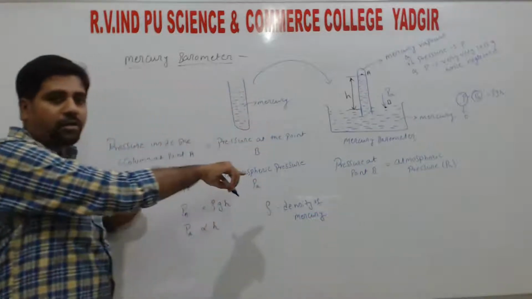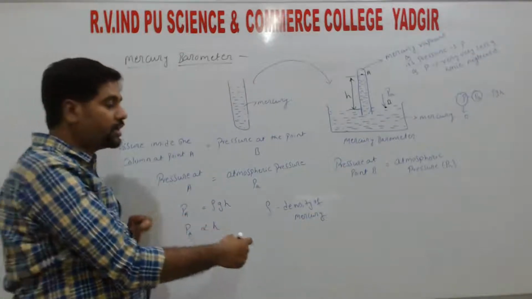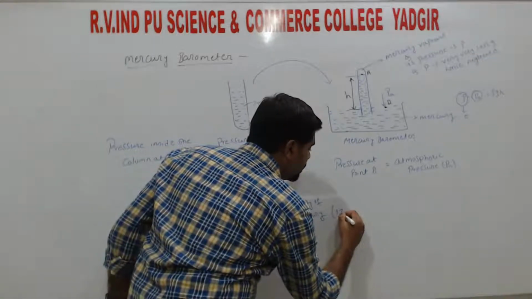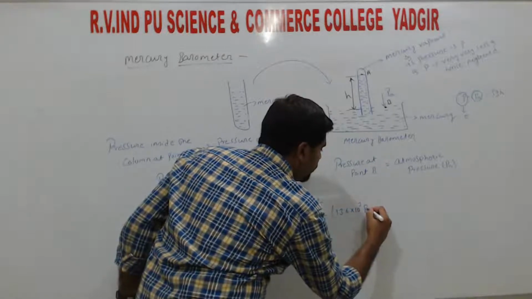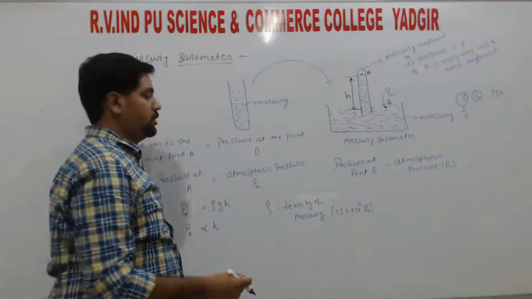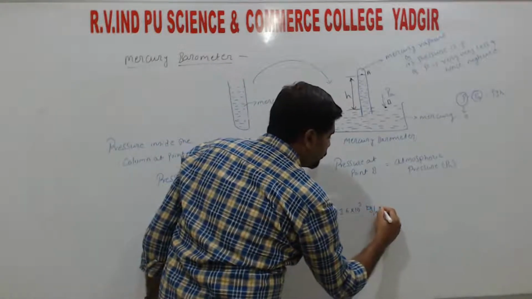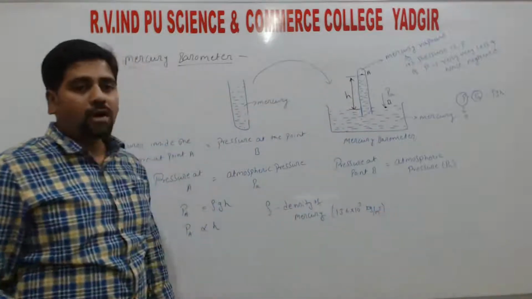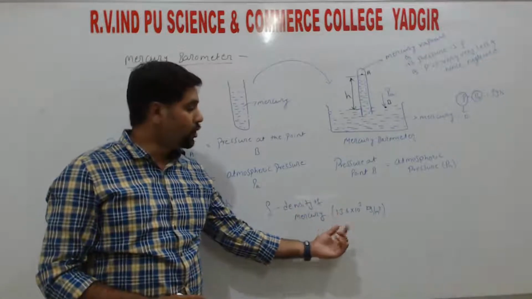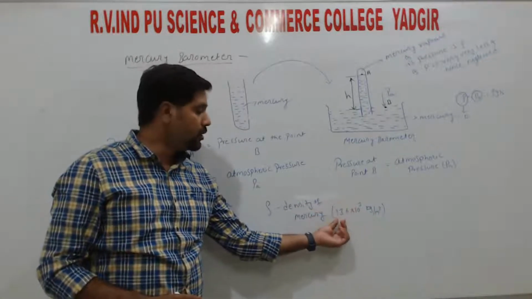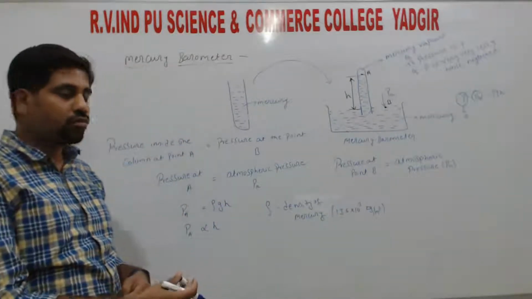So why are we using mercury? Mercury has the highest density, so that value is 13.6 into 10 to the power 3 kg per meter cube, right? Water has only 1000, air has a density of 1 kg per meter cube, water has 1000, but mercury has 13,600. So 1000 and 13,600, there is a big difference.